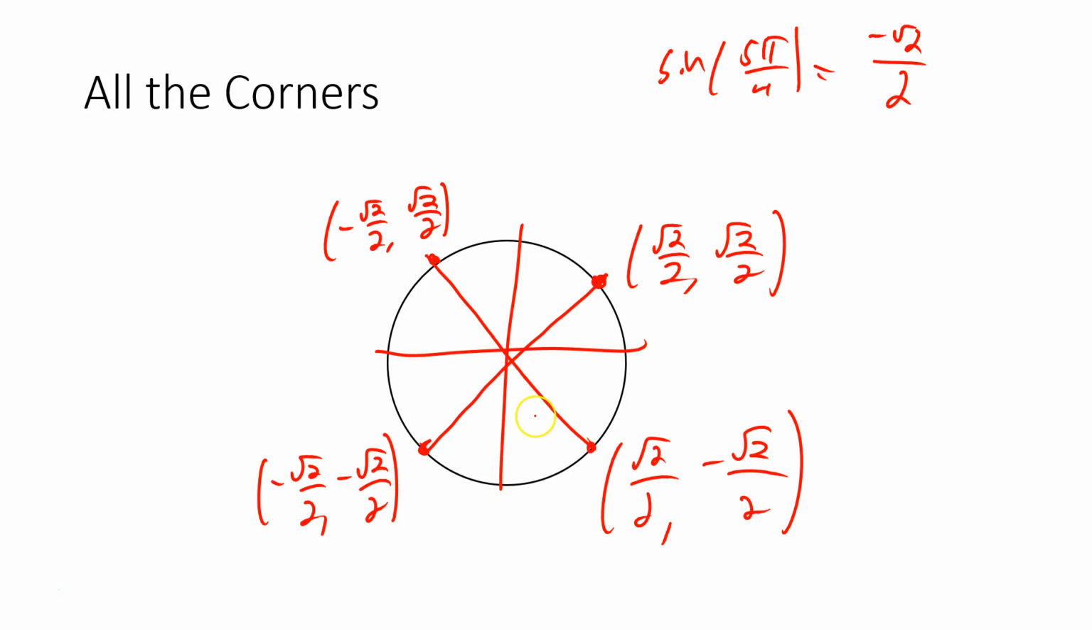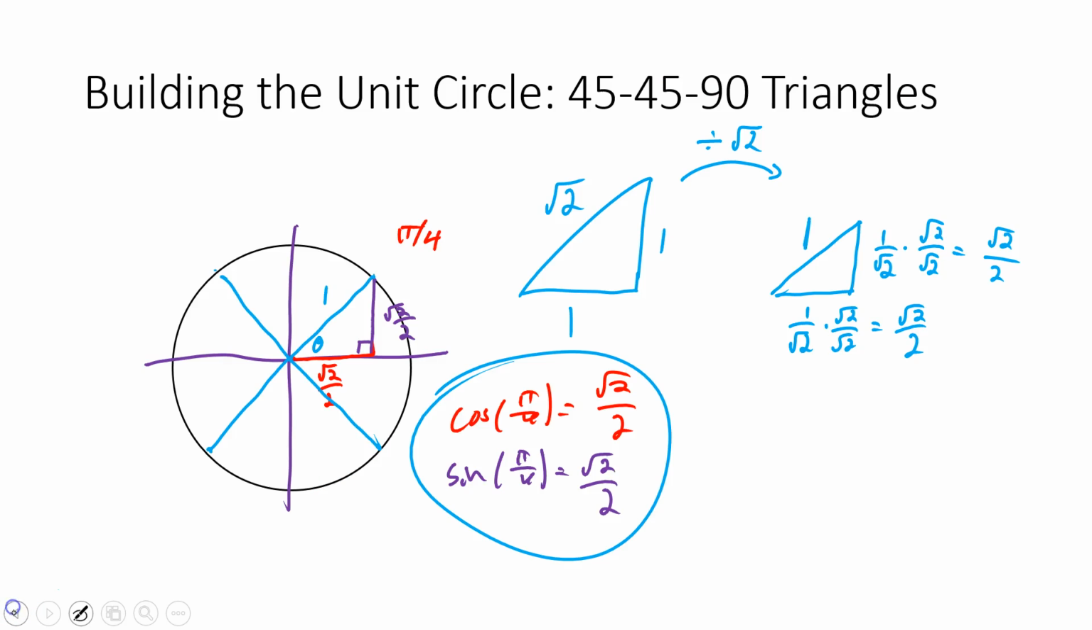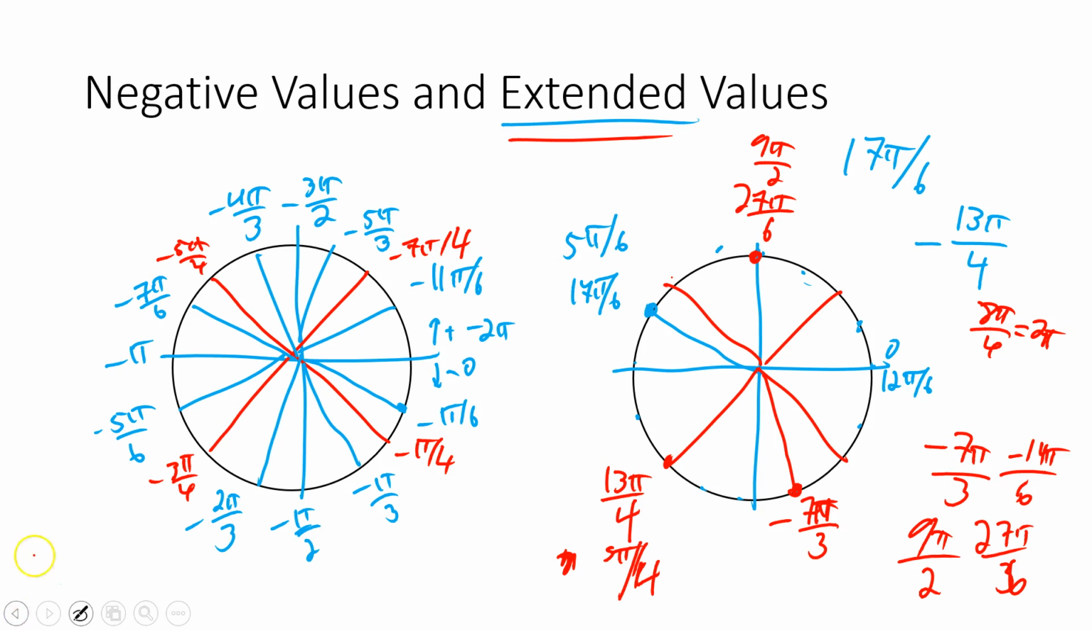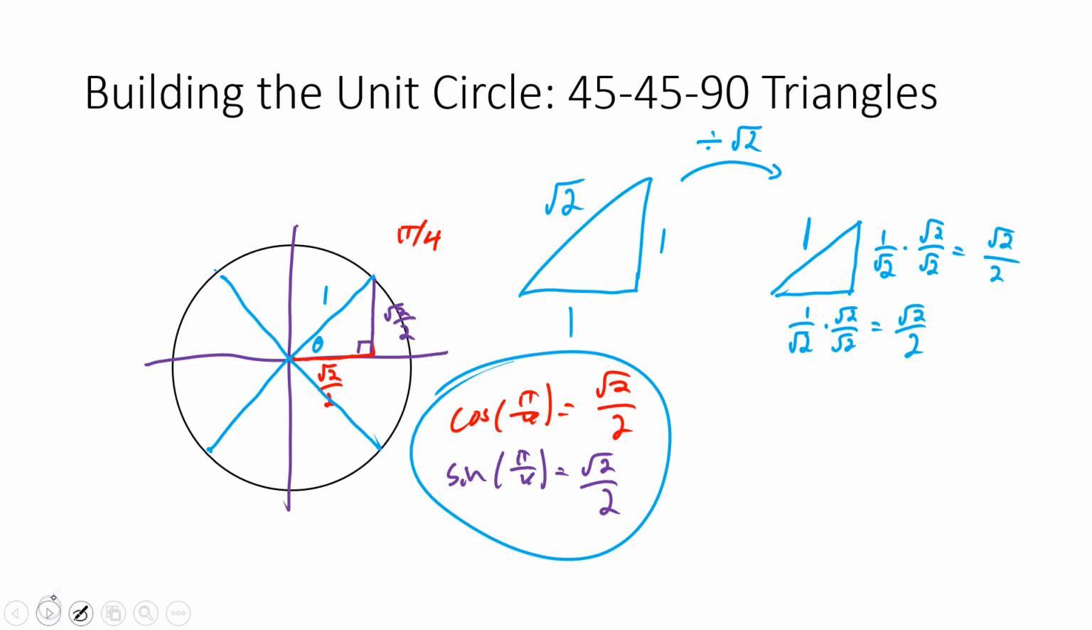So now that we've got the corners, we still have to deal with the pi over 6's and the pi over 3's. The 90's are all easy, because they're all just zeros and ones. The pi over 4's all give us some kind of root 2 over 2. Now we have to deal with these pi over 6's and the pi over 3's.